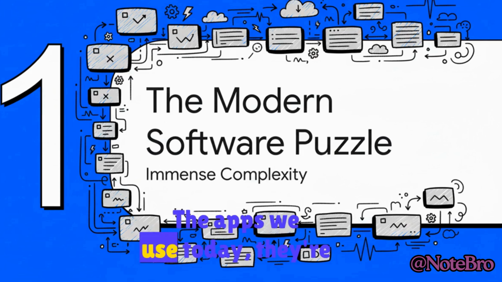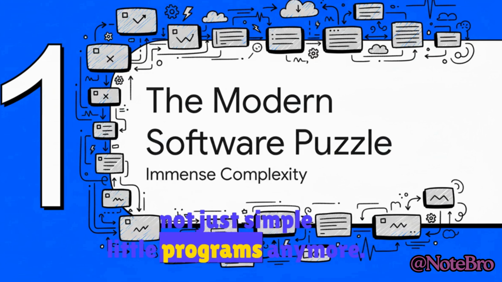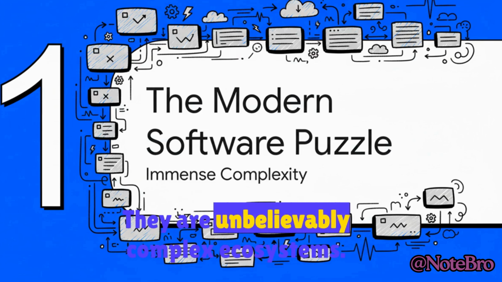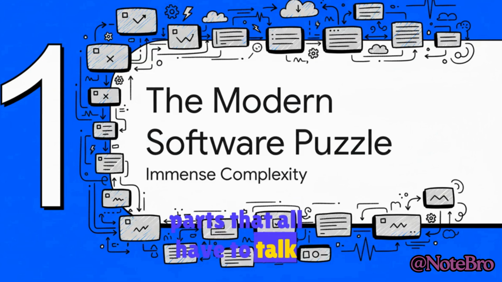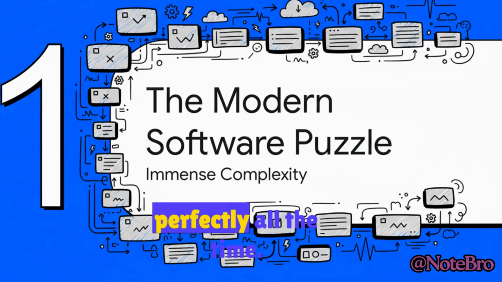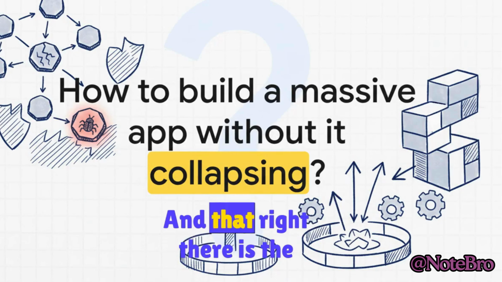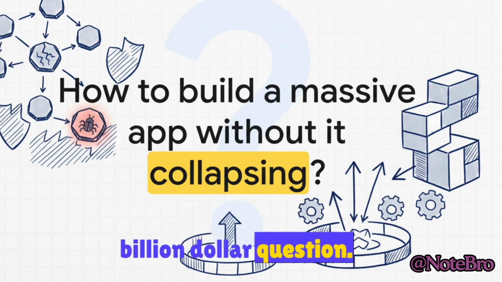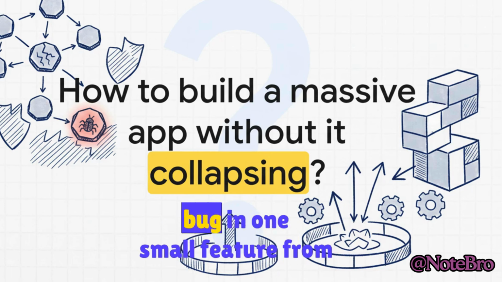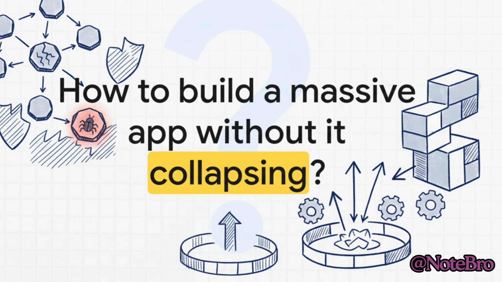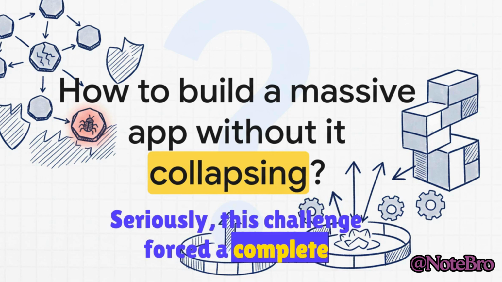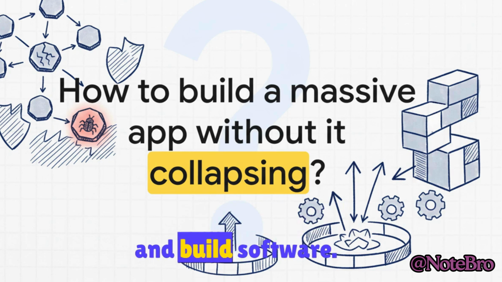The apps we use today, they're not just simple little programs anymore. They are unbelievably complex ecosystems, right? With just a ton of moving parts that all have to talk to each other and work together perfectly, all the time. And that, right there, is the billion-dollar question. How do you stop one tiny bug in one small feature from bringing the entire system crashing down? Seriously, this challenge forced a complete revolution in how we think about and build software.